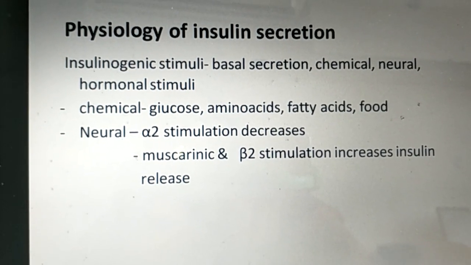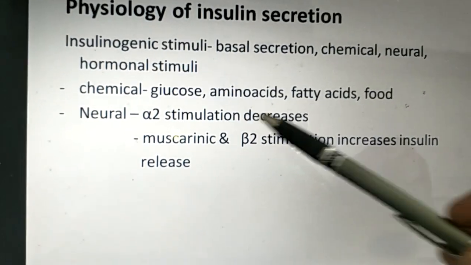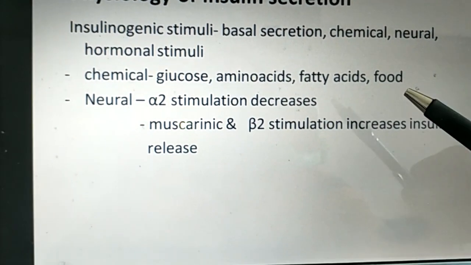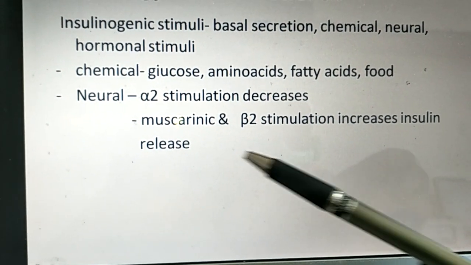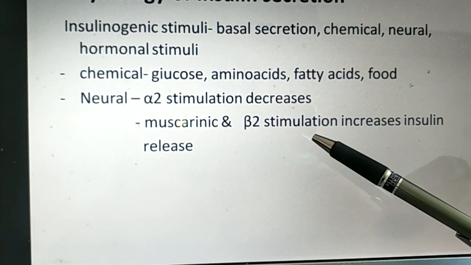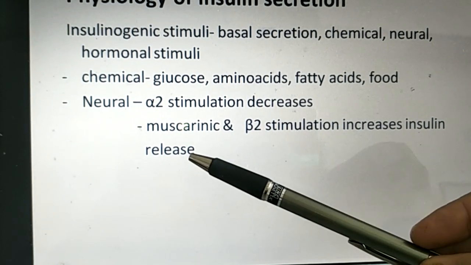Neural stimuli: alpha 2 stimulation decreases, but muscarinic and beta 2 stimulation increases the insulin release. So cholinergic as well as adrenergic stimulation increases insulin release.